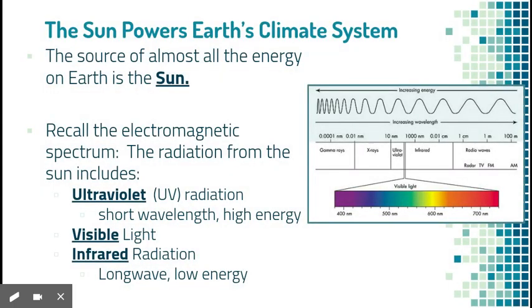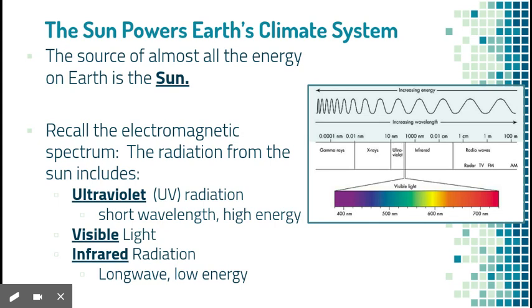Okay, the sun's power and Earth's climate system. Almost all of the energy that is on Earth comes from the sun. We have not gone over the electromagnetic spectrum yet. That's next semester, when you will be talking about optics and the electromagnetic spectrum. You already know this though, right? The electromagnetic spectrum is radiation, basically all radiation that comes from the sun.